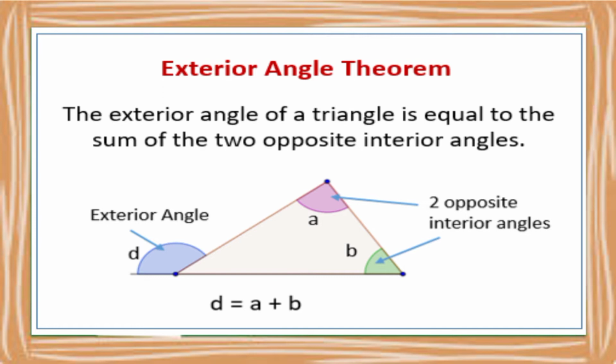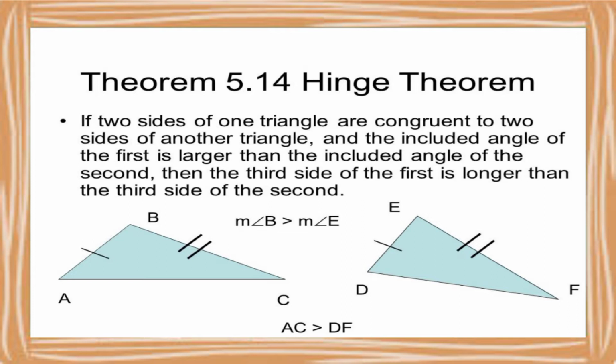So next, the exterior angle inequality theorem. The exterior angle of a triangle, this one, is equal to the sum of the two opposite interior angles. So the sum of these two interior angles is equal to the exterior angle here. So that's the exterior angle theorem. The next is the hinge theorem.